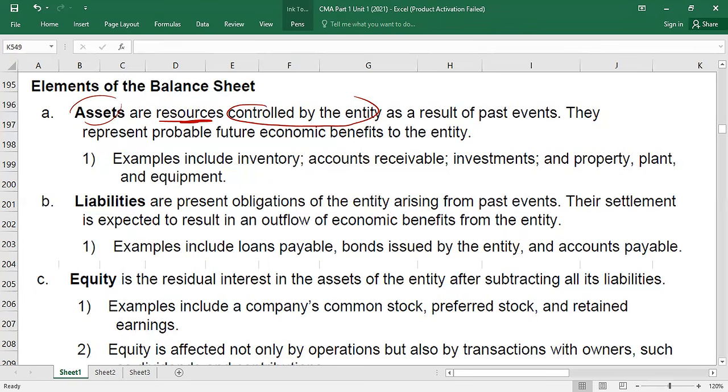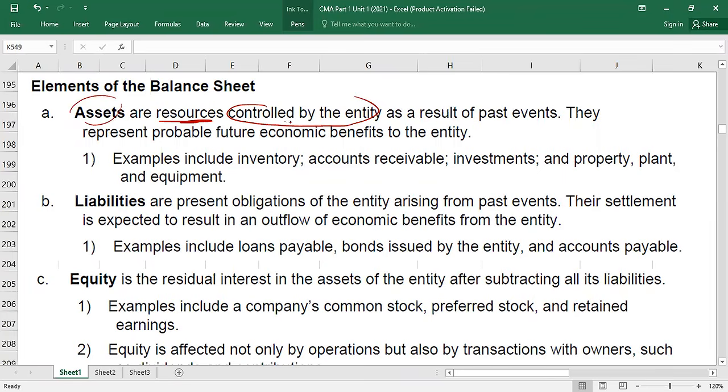If you have a neighbor and he owns a car, can you say this is my car? In this situation, it is your neighbor's car. Can you record in your balance sheet that you have this car? No. Why? Because you don't have control. You can't take it anytime, anywhere without asking him. No. He is the one who is controlling. Clear?